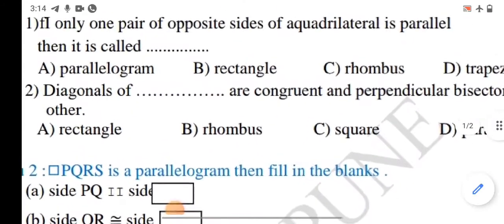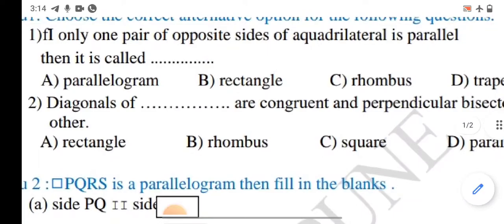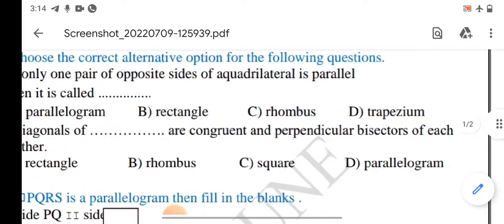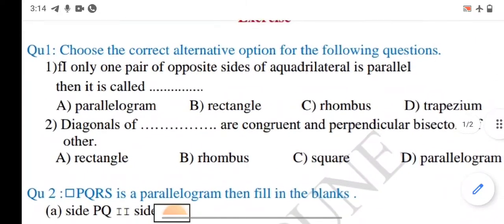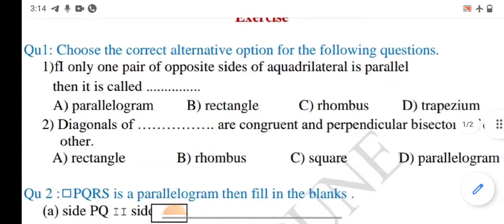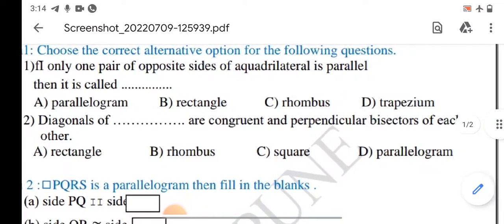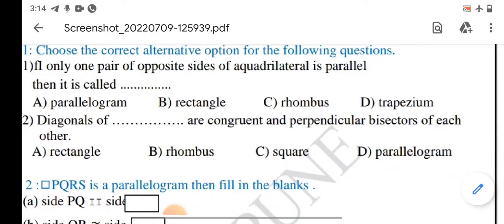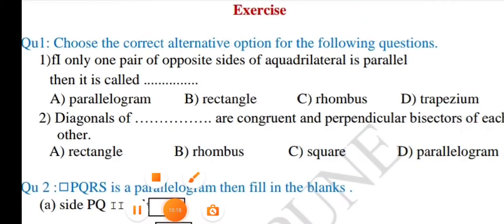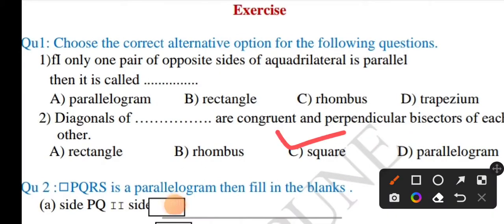Second, diagonals of dash dash are congruent and perpendicular bisectors of each other. Square. Option C is the correct option. Diagonals of a square are congruent and perpendicular bisectors of each other.